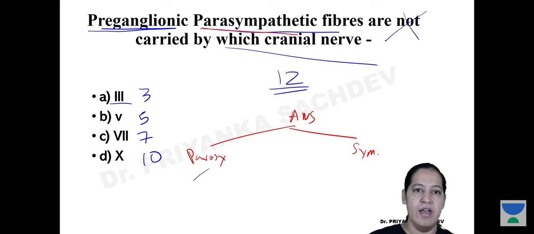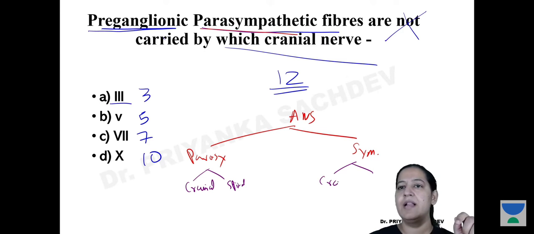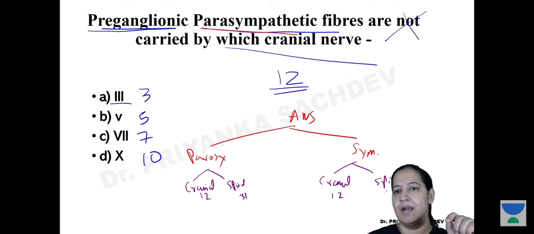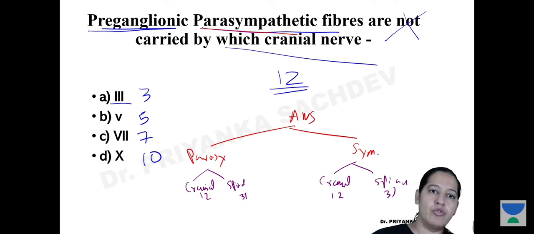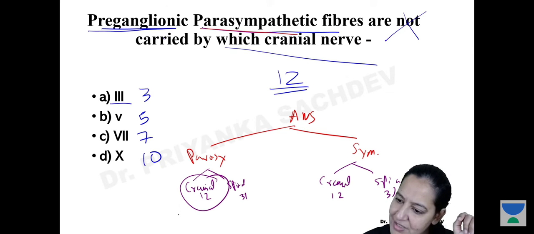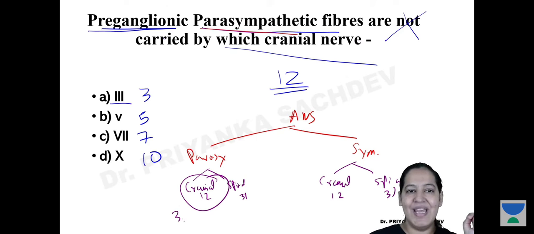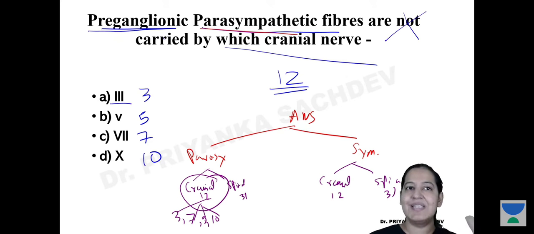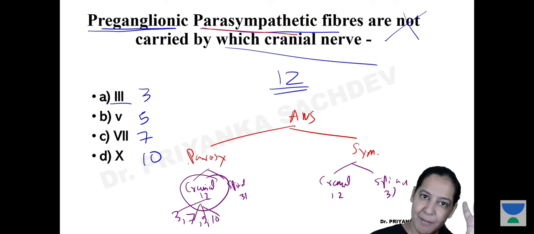Now we have cranial and spinal. And here also we have cranial and spinal. We have 12 pairs of cranial and 31 pairs of spinal. So for parasympathetic, out of 12 cranials we have nerve number, yes Saurav, you are right. Nerve number 3, nerve number 7, nerve number 9 and 10. Out of these 12 you have to learn these four numbers: 3, 7, 9, 10. These contain parasympathetic fibers.